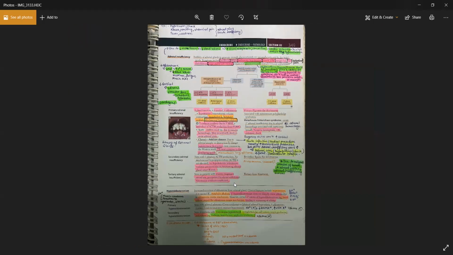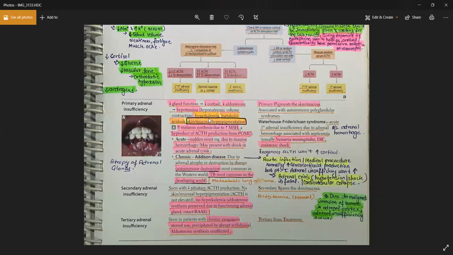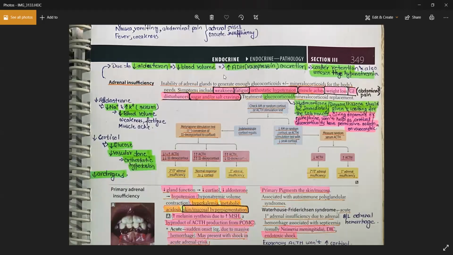Okay, any doubt on this page so far? Yes, I'm sorry. Can you please repeat the interaction between aldosterone and ADH? The last point you made. What are the factors which can stimulate the ADH secretion?